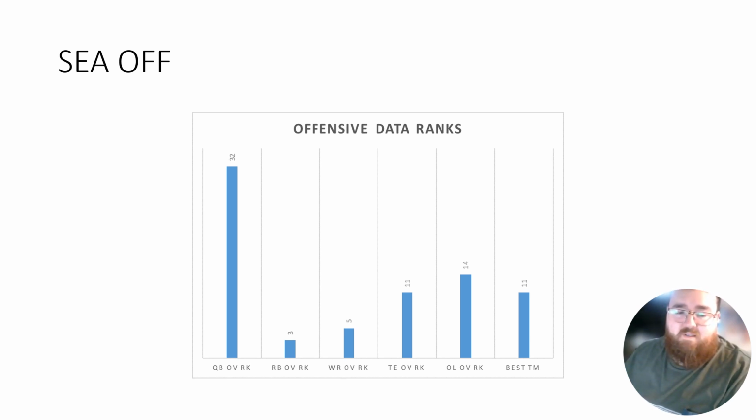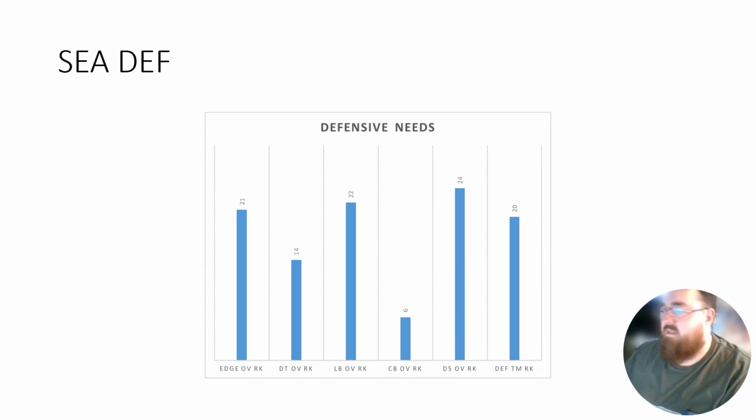But on the defensive side of the football, this is the biggest need for them. Edge rusher, definitely. They're ranked 21 out of 32 teams at the edge rusher position. Defensive tackle, definitely. Linebacker and safety are, again, all other big needs. So the biggest needs for the Seahawks are really on the defensive side of the football versus the offensive side of the football. So I would expect a defense-heavy draft for them based on their needs assessment.